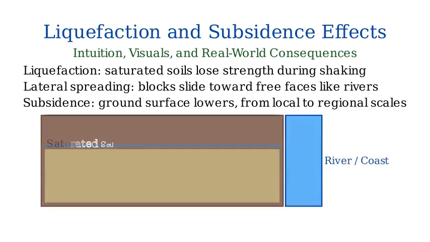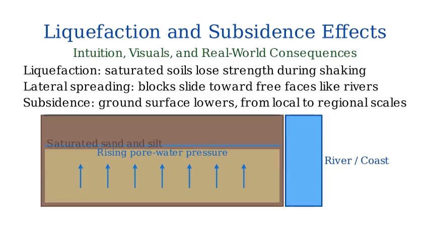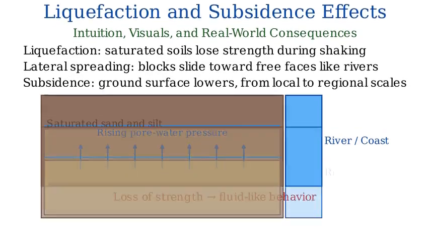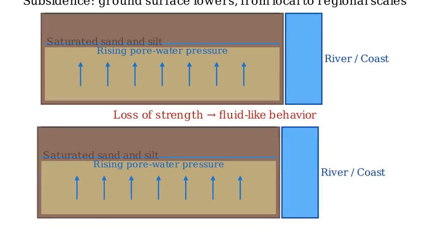The lower layer is saturated sand and silt. During strong shaking, pore water pressure rises and pushes grains apart, so effective stress and shear strength drop. The soil behaves like a liquid.